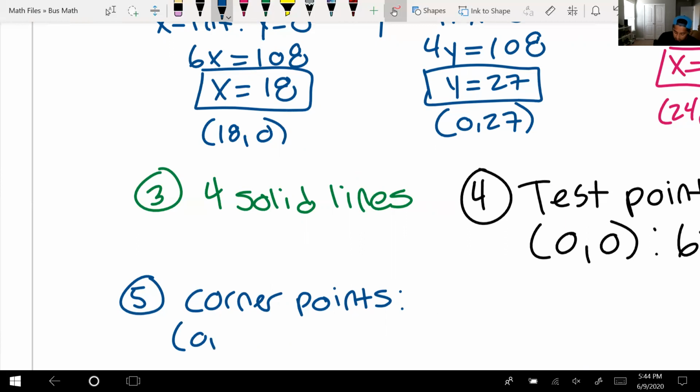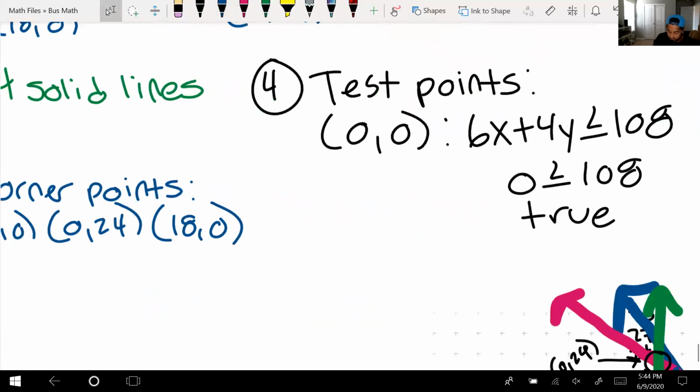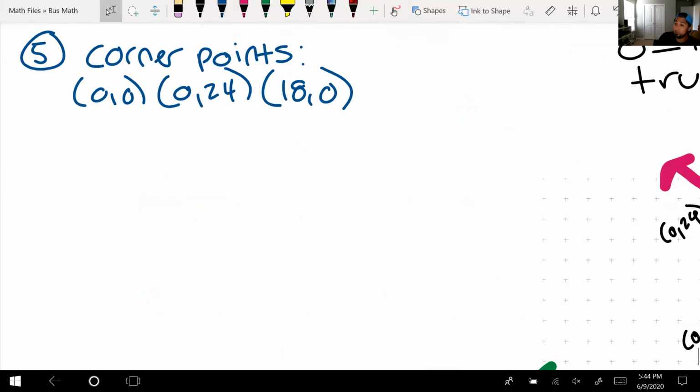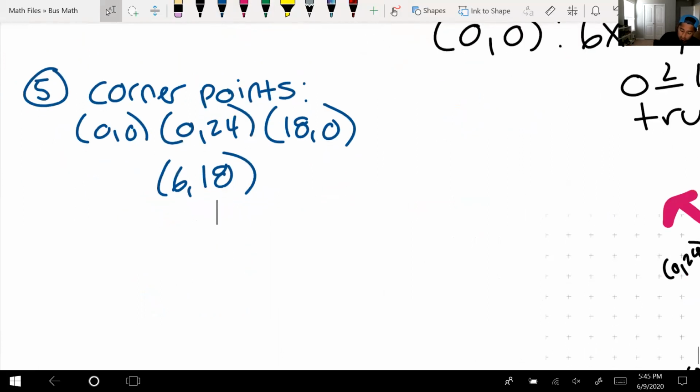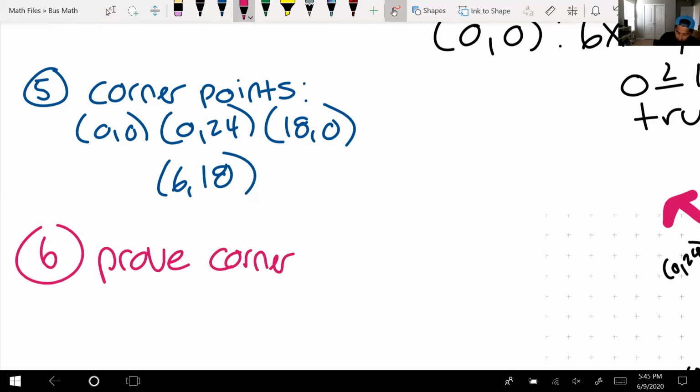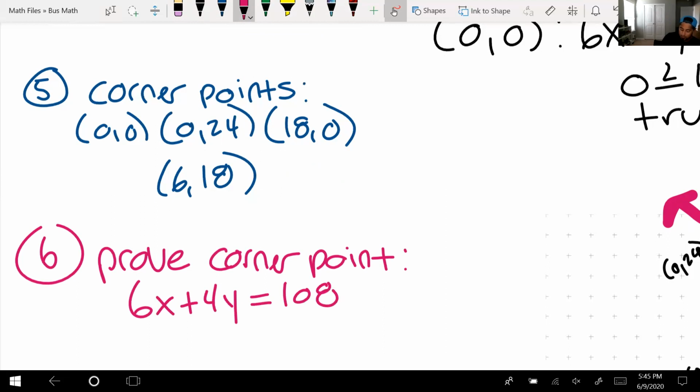Corner points, we said 0, 0, 0, 24, and 18, 0. And then I said 6 and 18. Let's see if I'm right. We have to prove it though. So I'll put the equations on top of each other. 6x plus 4y equals 108. And x plus y equals 24. Right? Is that right? Yeah.